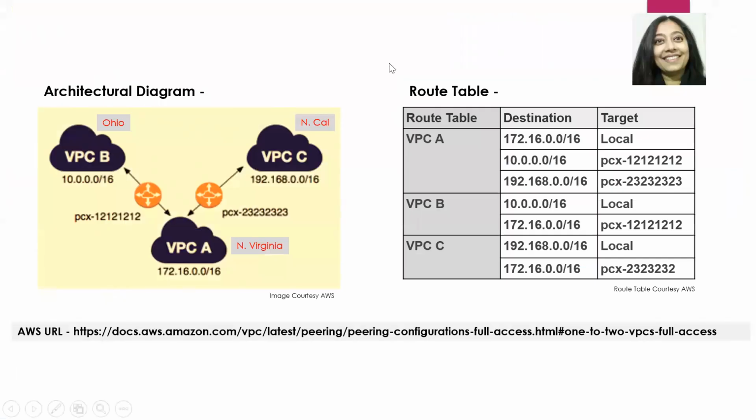What we have done so far is, let me grab my pen. It's right there. We have gone ahead and created VPCA with this particular CIDR block in region North Virginia. We've created VPCB with this CIDR block in Ohio, and VPCC with this particular CIDR block in Northern California. So the next thing that we need to do is create a peering connection between VPCA and VPCB, and this is going to be the name of our peering connection. So let's go ahead and do that.